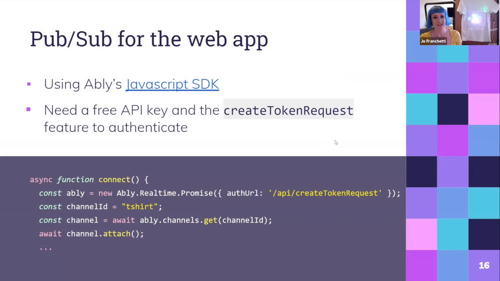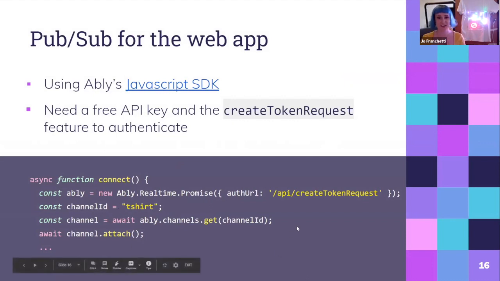So on the front end of this app, we're using Ably to do our publish and subscribe to the messaging channel. And Ably comes with a JavaScript SDK to manage the publishing and subscribing for you. So here I'm making a new instance of the Ably real-time library, and then I'm connecting it to a channel called t-shirt. So here's the instancing. I'm setting the channel name as t-shirt, and then we're attaching to that channel. The cool thing is that all the other users of the web app are also subscribed to this channel.